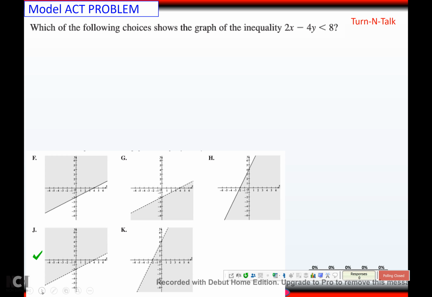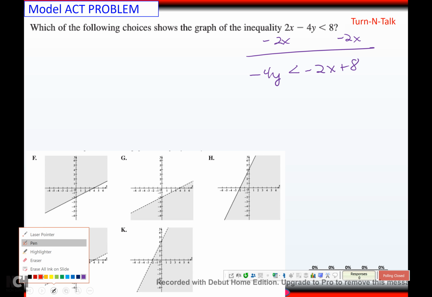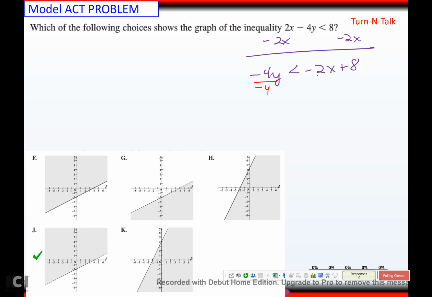All right, so if I graph this, I want to get y alone. So I'm going to minus 2x, minus 2x. I get negative 4y less than negative 2x plus 8. I've got to divide by negative 4. And I get y is, flip it because I divided by a negative, greater than 1/2 x minus 2.